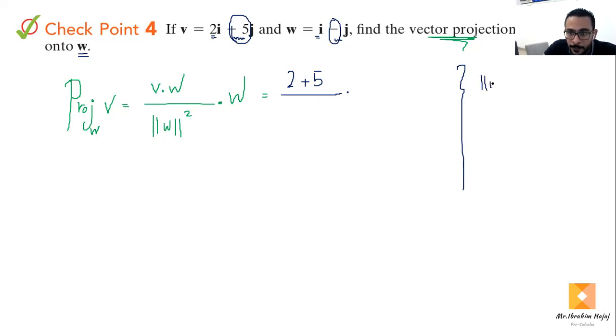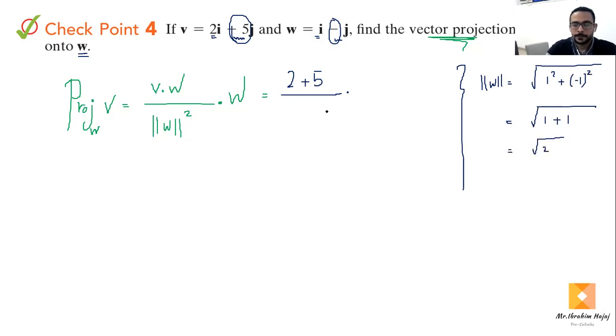The magnitude of W equals the radical of 1 squared plus negative 1 squared, which is radical 2. Keep it as a radical because it's squared. So it will be radical 2 squared, since in the formula it's power 2. We will cross it out, times the W, which is i minus j.